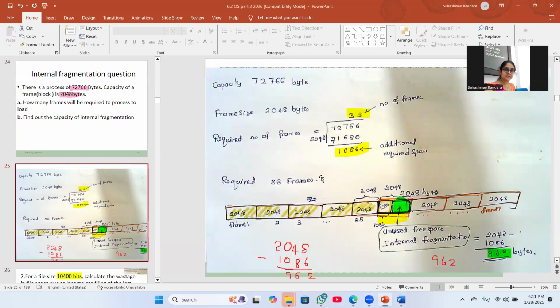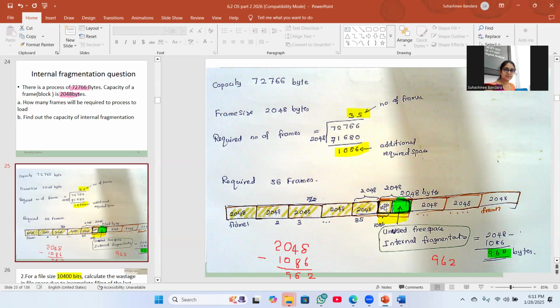So when we take the entire capacity and divide by 2048, we will get 35 frames, and for the remaining portion we have 1086. Since there are 1086 bytes to be saved, we have to take another frame. We need 36 frames. So 1, 2, 3, like that, up to 36 we have to take.